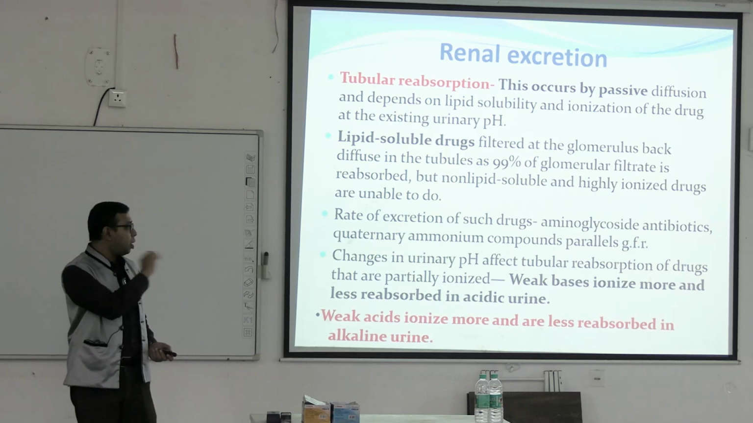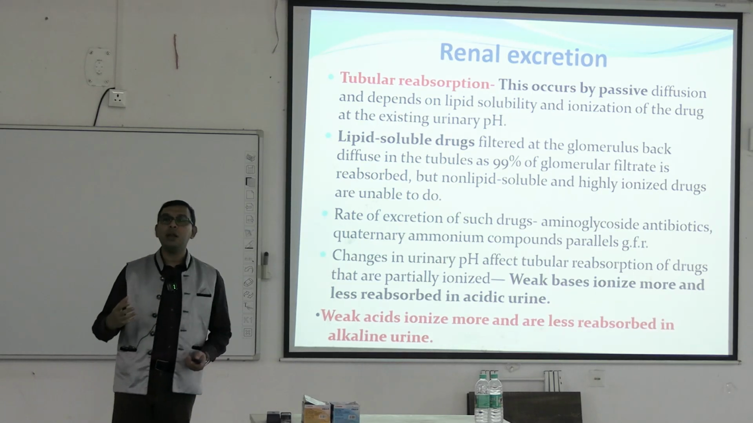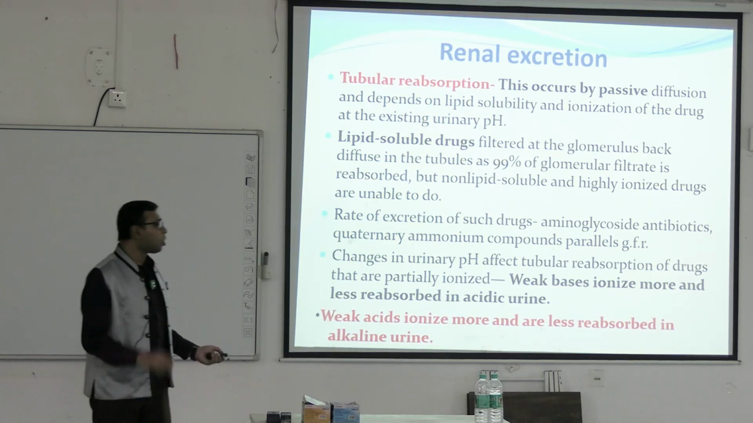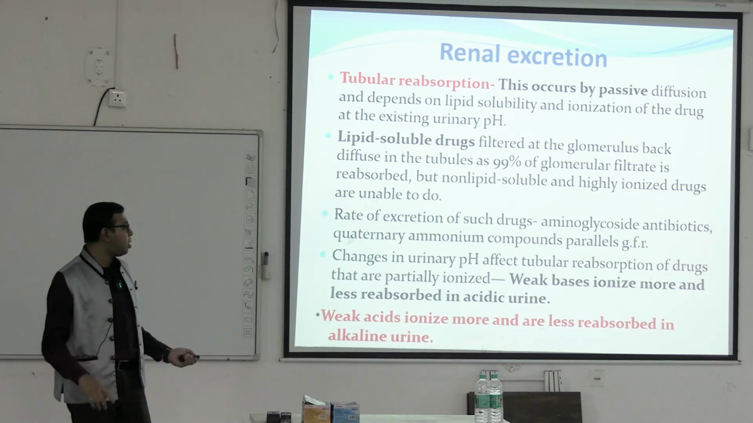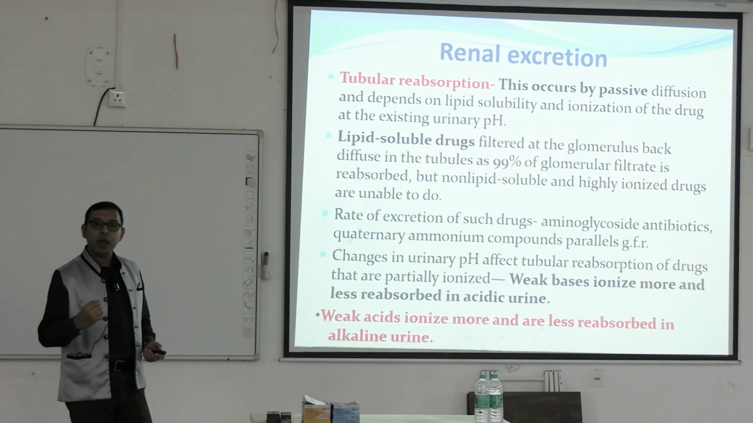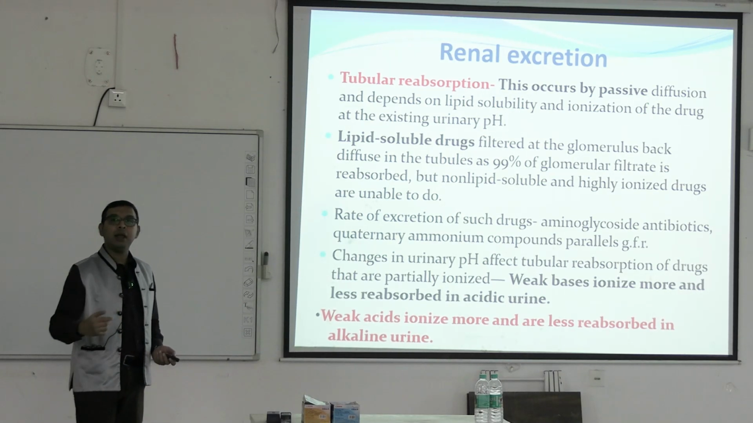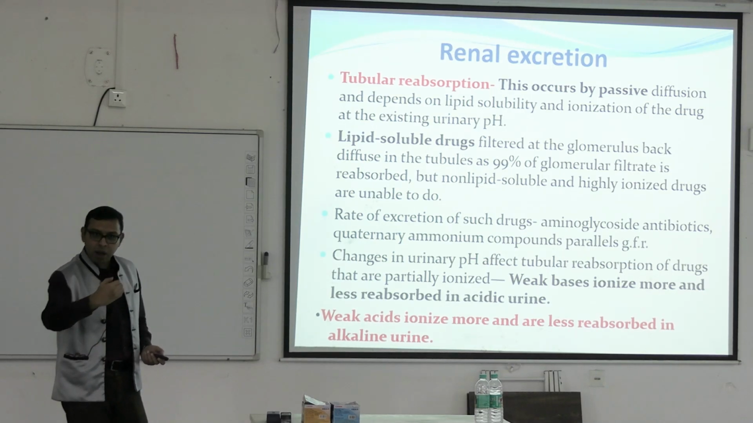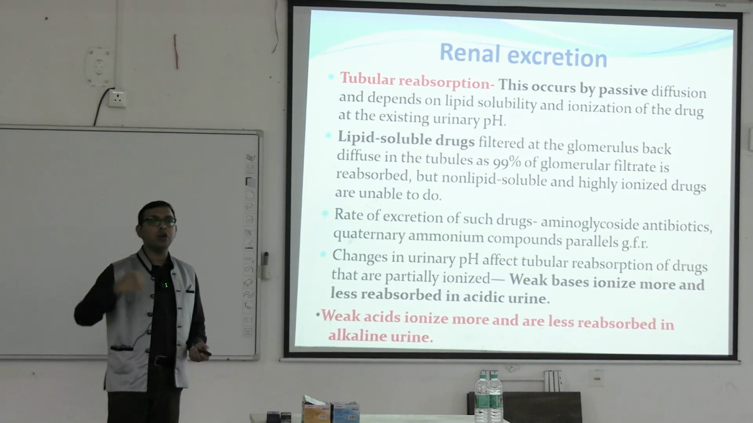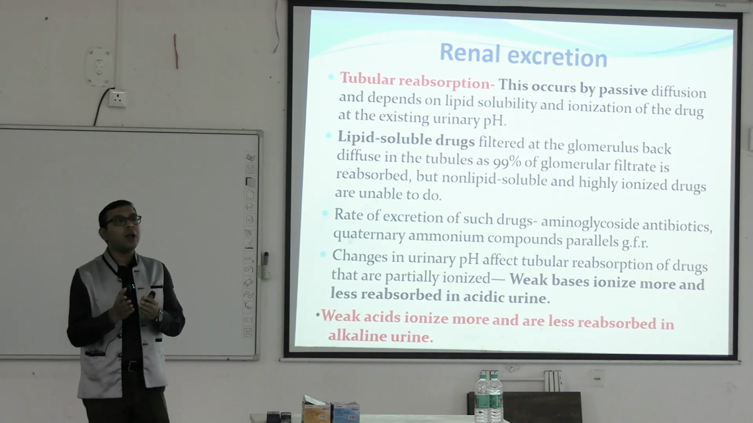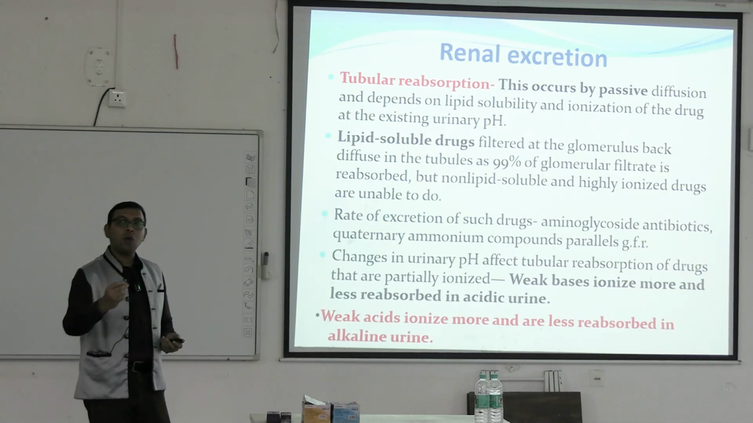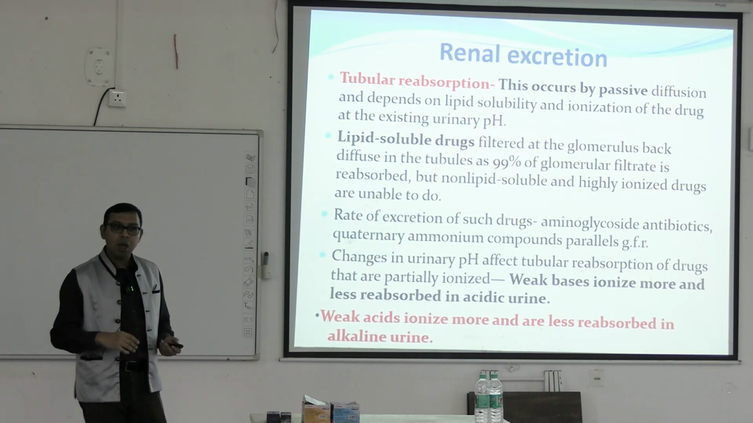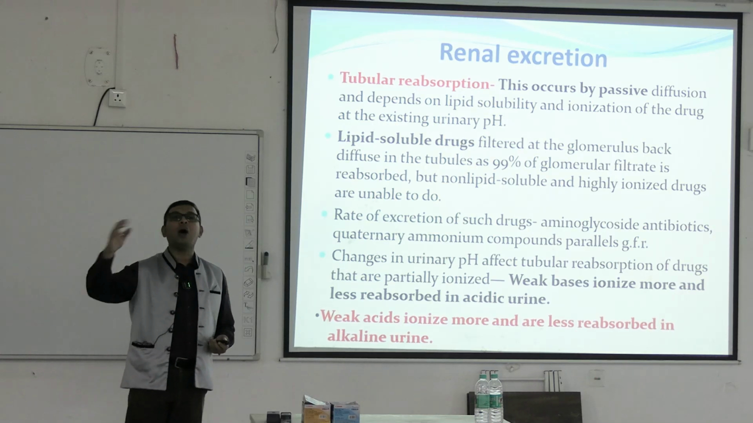This concept is usually utilized when there is poisoning, when we want to get rid of the drug more quickly. For example, if the poisoning drugs are weakly acidic, we can make the urine more alkaline by giving alkalinizing agents, so that when the drug comes into the kidney and the tubules, the reabsorption of the drug will be less, because the drug will be more ionized in the alkaline urine, these being weakly acidic drugs, so that more drug will be excreted out from the body.